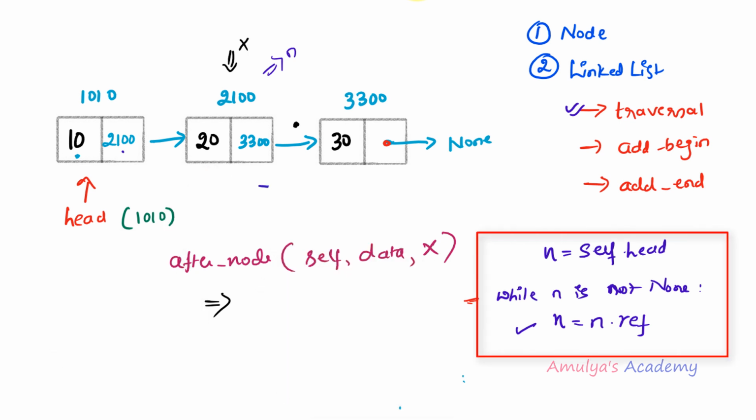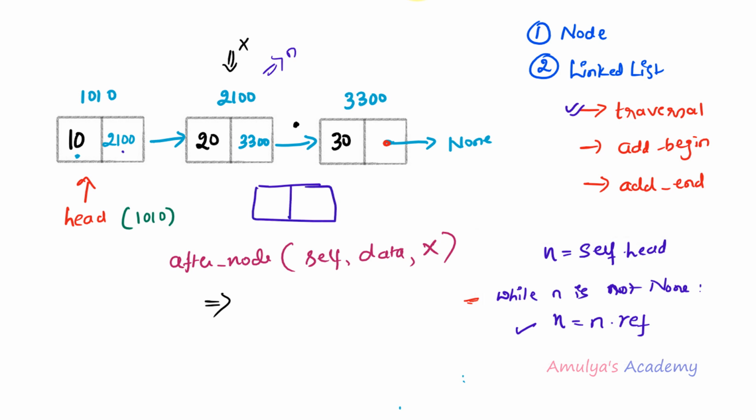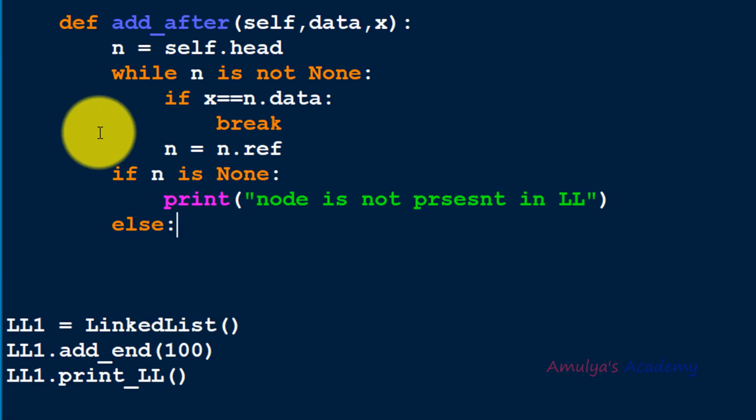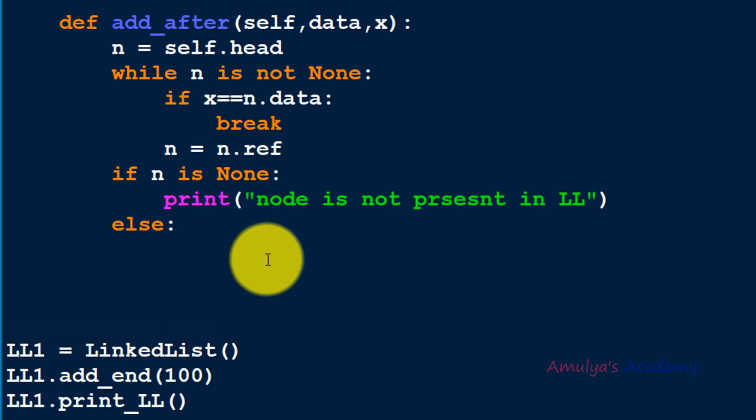Now what we need to do is create a new node with data, for example 100, and it will be pointing to None initially. To insert the node here, we know where to insert now: the position after x, we found x. Now we need to create the new node. So here in the else part, the first step is create the node.